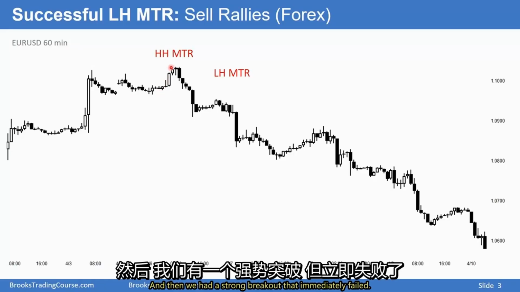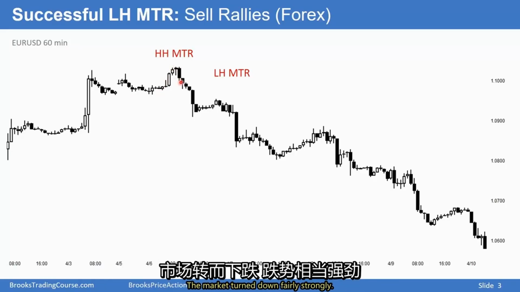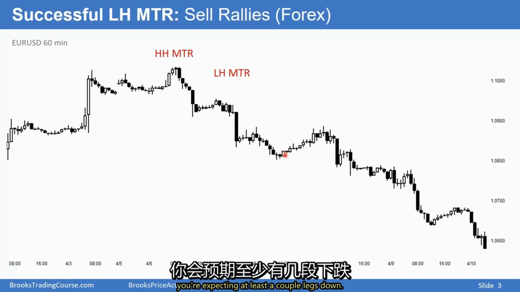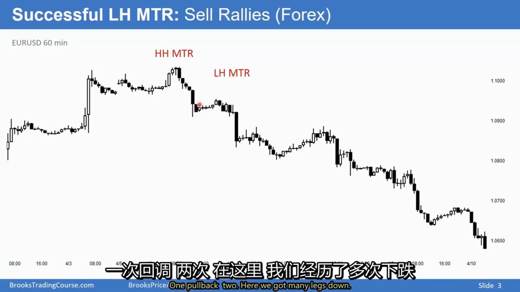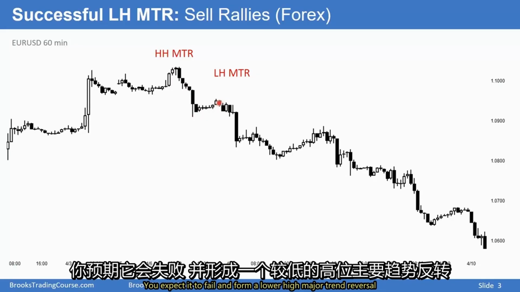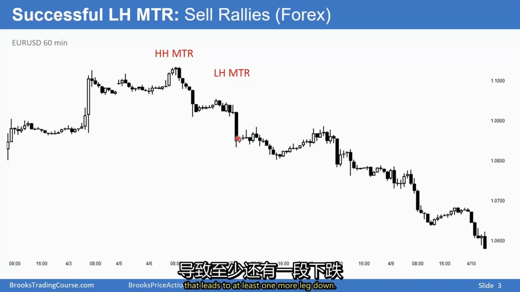And then we had a strong breakout that immediately failed. The market turned down fairly strongly. When you have a higher high major trend reversal, you're expecting at least a couple legs down. 1 pullback 2. Here we got many legs down. And therefore, after the first leg, you get trend resumption back up. You expect it to fail and form a lower high major trend reversal that leads to at least 1 more leg down.